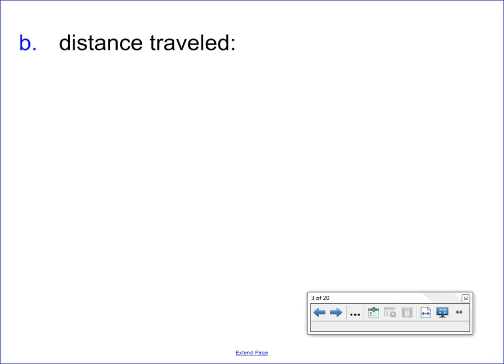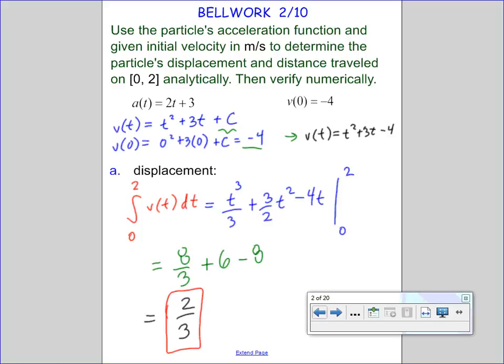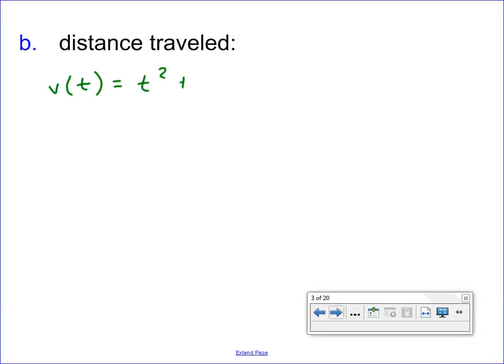The choice is yours. I'm going to go ahead and start with my v of t, which was given by t squared plus 3t minus 4. And I'm going to determine when my particle switches direction, moves to the right versus moving to the left, so that I can count each of those subintervals as a positive contribution. So I'll go ahead and set this equal to 0 if I'm doing this analytically. So let's factor. We'll break that up into a product of two binomials, and our expert resident factor, Riley.